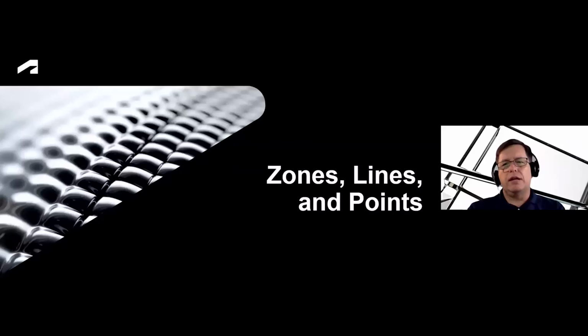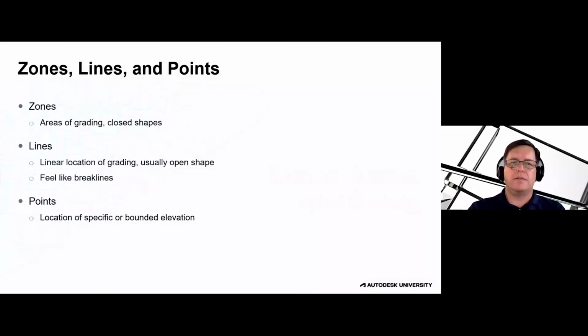So with that, let's look at zones, lines, and points. Zones are an area of grading. They're going to be a closed shape. You can use polylines or feature lines, however you want to define those. And then you can identify what kind of slope you want to give, a maximum, minimum slope, and how the triangles are going to work inside of them.